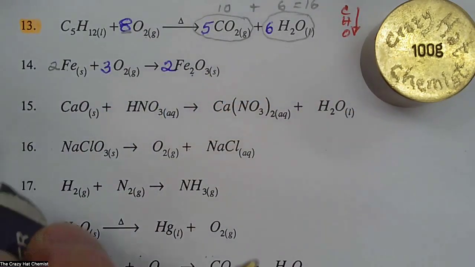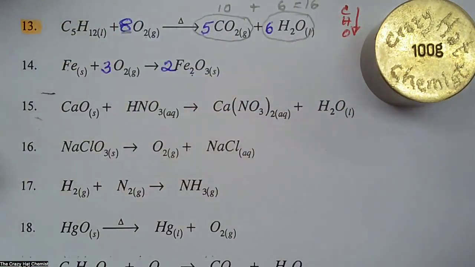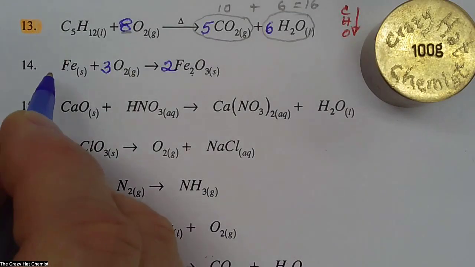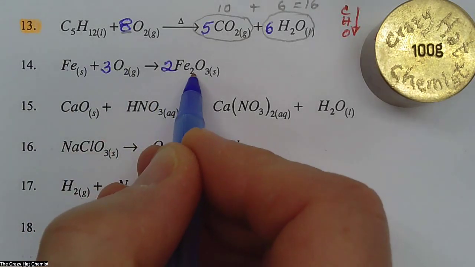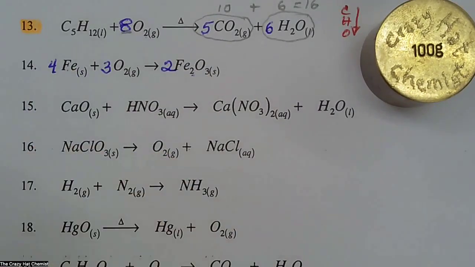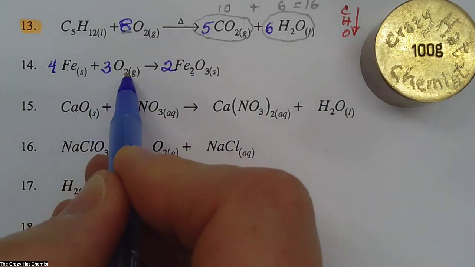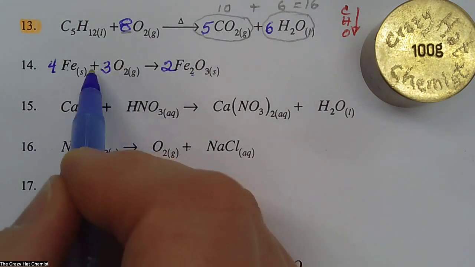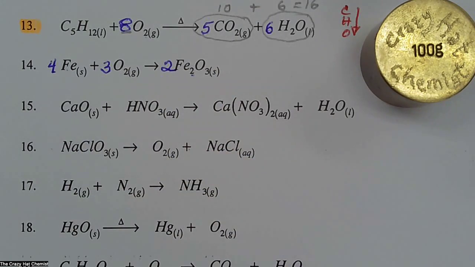And this is why I actually placed a 2 in pencil here in front of the iron, because I knew that I would be rebalancing that. So it's going to be 2 times 2 irons. That would be a 4 right there. So I have 4 irons on the reactant side, 2 times 2, that's 4 irons on the product side, 3 times 2, that's 6 oxygens on the reactant side, and 2 times 3, that's 6 oxygens on the product side, and then that one's balanced.